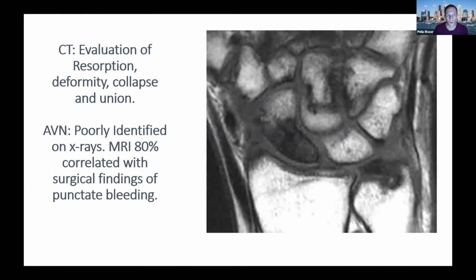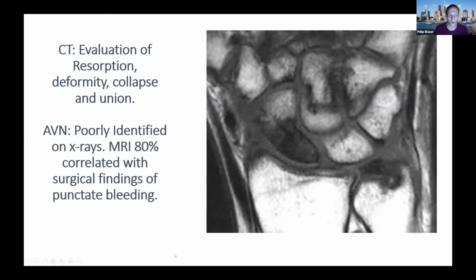Next. And so I think with my charge of staging, classification, and imaging, a couple of key take-home points: that CT scan, particularly in the plane of the scaphoid, is really the current 2021 most useful study for evaluation of resorption, deformity, collapse, and union, as well as early degeneration. We've all been taught for decades about avascular necrosis. When drilling down into the topic of avascular necrosis, certainly I think all of us would agree that the literature supports it's poorly identified on x-rays.